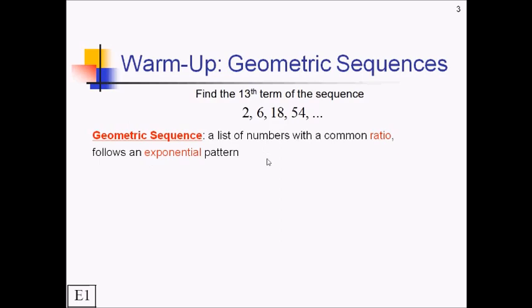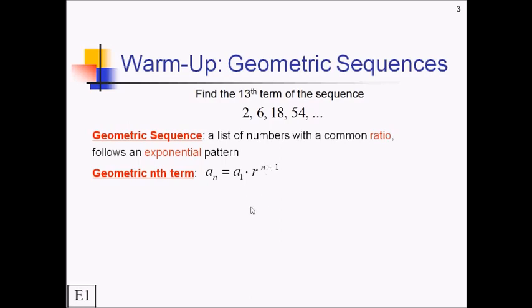So pause the video and see if you can remember how to find the 13th term of this sequence here. So for this, we're going to need our geometric nth term formula, at least if we want to do it quickly. So we're going to be starting with the first term, a1, and now we're going to be multiplying by a common ratio over and over again. So we're going to need an exponent on this. And because we've already used up the first term with a1, this is going to be an exponent of n minus 1, kind of like with the arithmetic sequence formula.